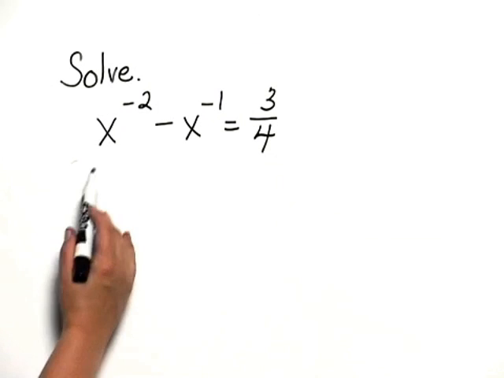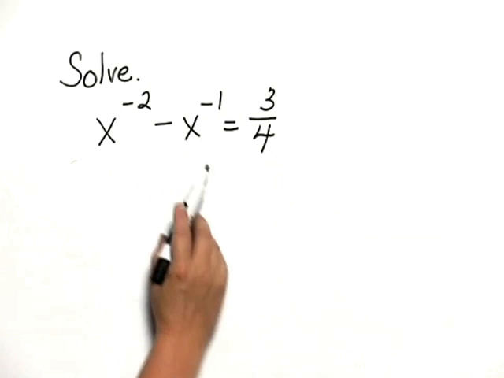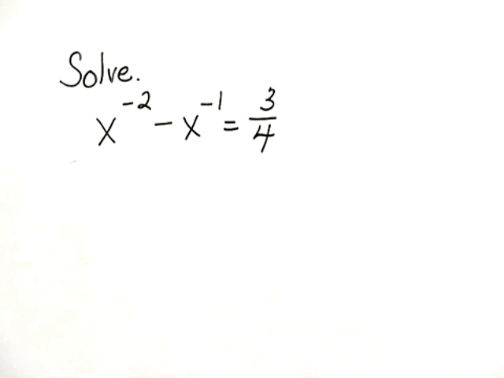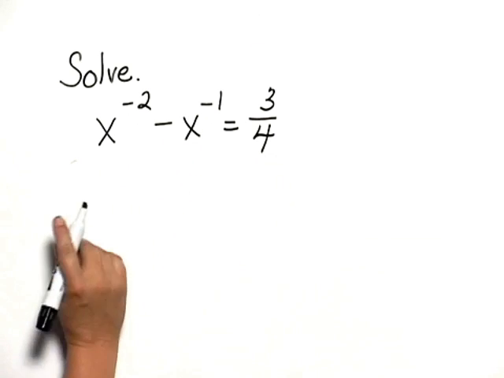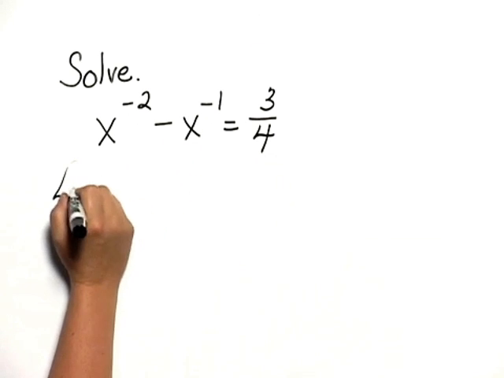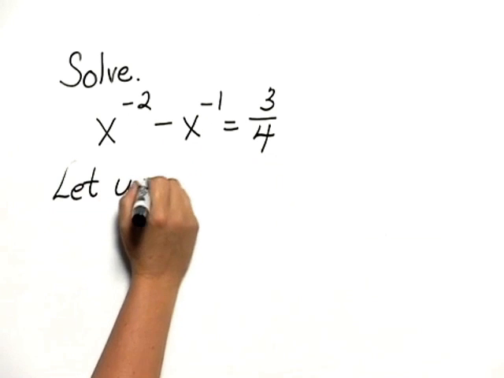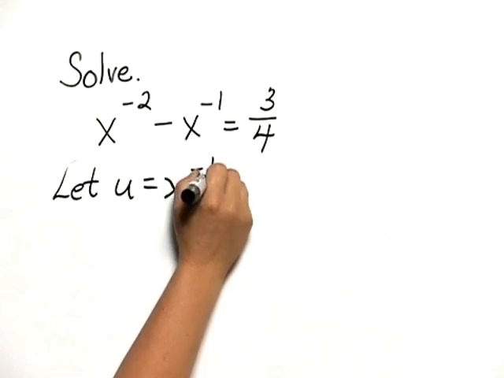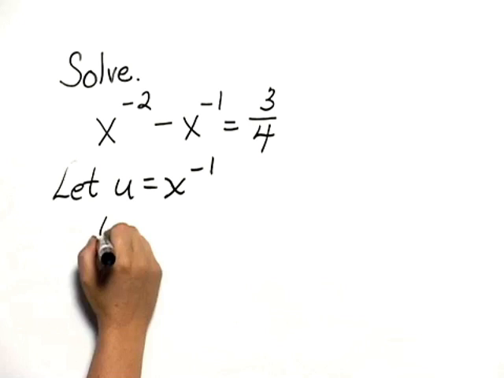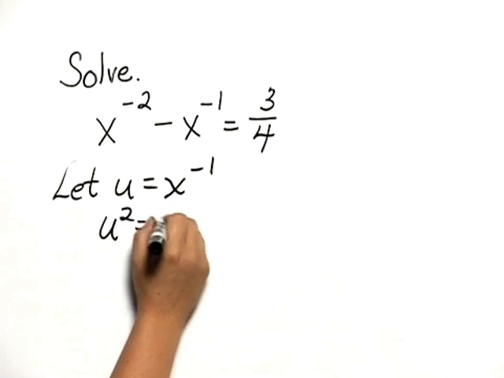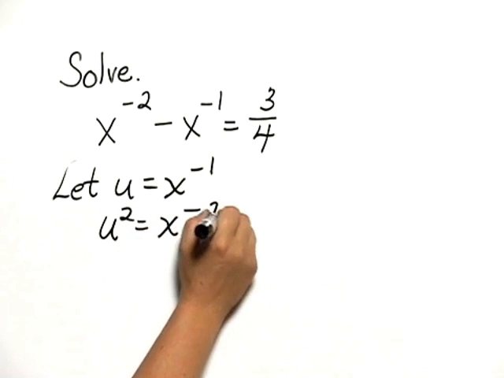Solve x to the negative 2 minus x to the negative 1 equals 3/4. At first looking at this, it does not look like a quadratic equation. However, if we let u equal x to the negative 1 and then square, we would have u squared equals x to the negative 2.